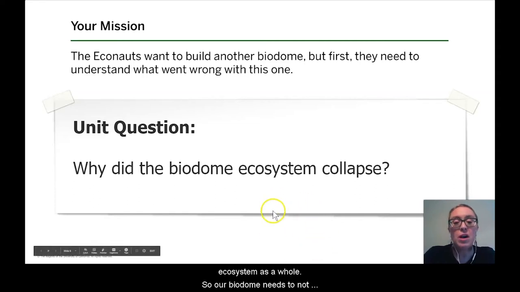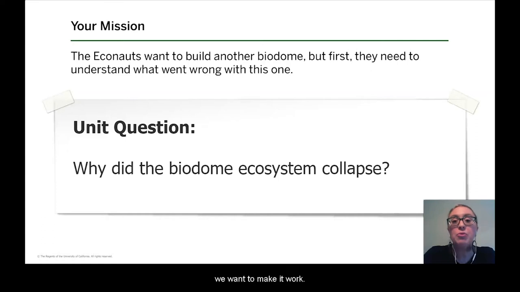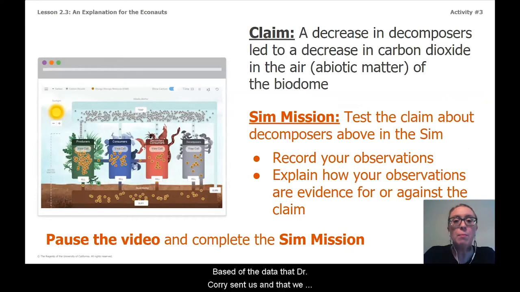So our biodome needs to not have this reduction in carbon dioxide in the atmosphere if we want to make it work. Based off of the data that Dr. Corey sent us and that we looked at earlier, we noticed that the decomposer population was decreasing over time, and the producers and the consumers were staying the same. So it's reasonable to claim here that the decrease in decomposers is what led to this decrease in carbon dioxide in the air. However, we wouldn't be very good scientists if we weren't checking for evidence for our claims. So we're not just going to conclude that that's the reason right now. We're going to double check by testing this claim about decomposers in the sim.